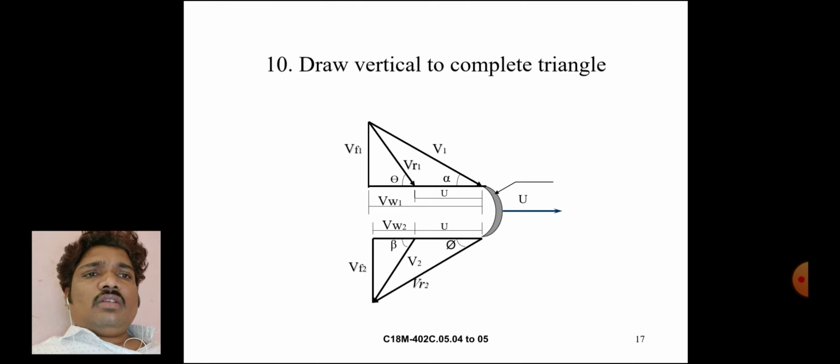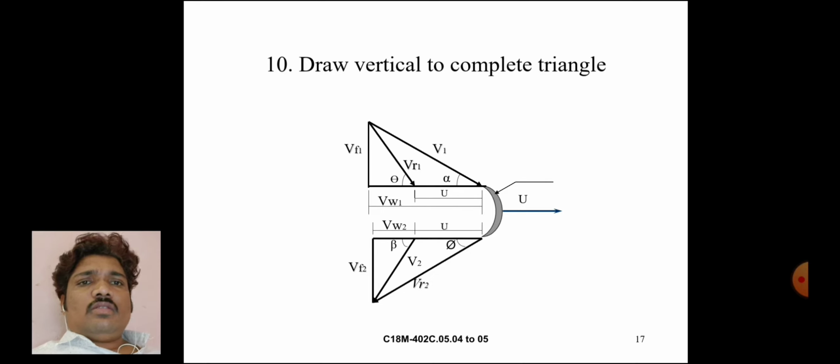Between V1 and the axis, the angle is alpha. U is the blade velocity. VW1 is the inlet steam whirl velocity. VW2 is the outlet steam whirl velocity. VW2 is the steam outlet whirl velocity. VW1 is the steam inlet whirl velocity. U is the blade velocity.